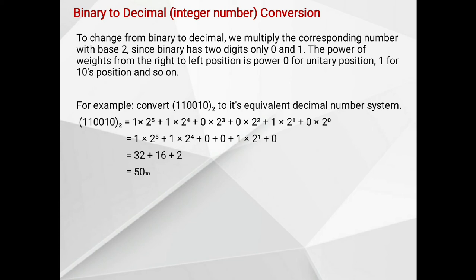Again, 1 into 2 to the power 4 is 16, and 2 to the power 1 is 2, so 1 into 2 is 2. Now suppose the last digit was 1 into 2 to the power 0, and 2 to the power 0 is equal to 1. In that case it will be plus 1. So you get the value 50. So the binary number 110010, its decimal equivalent is 50.